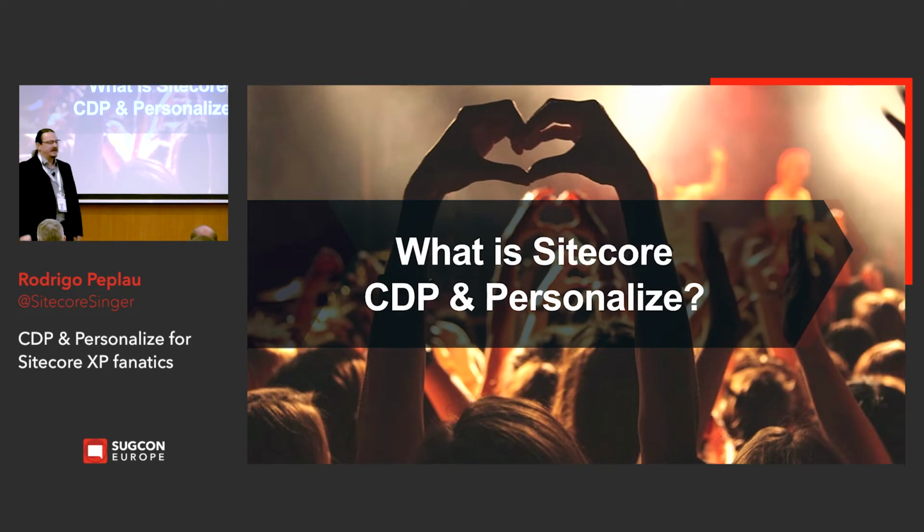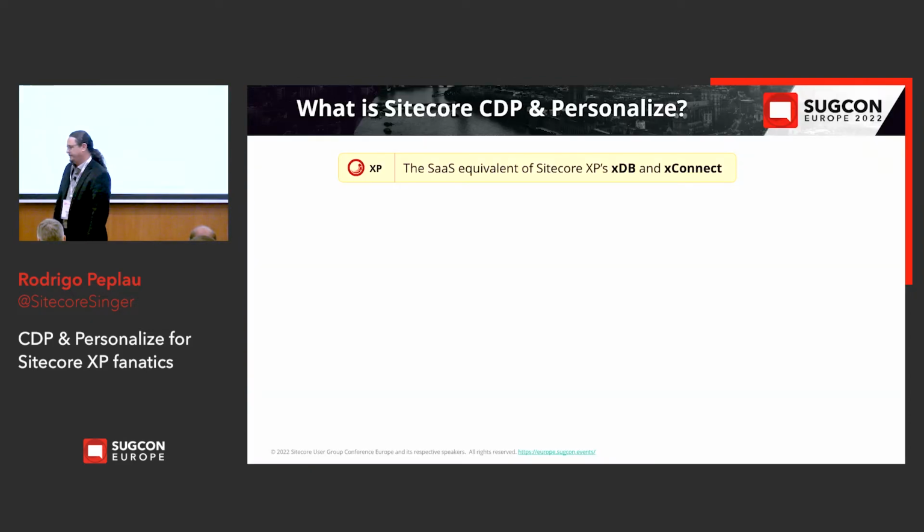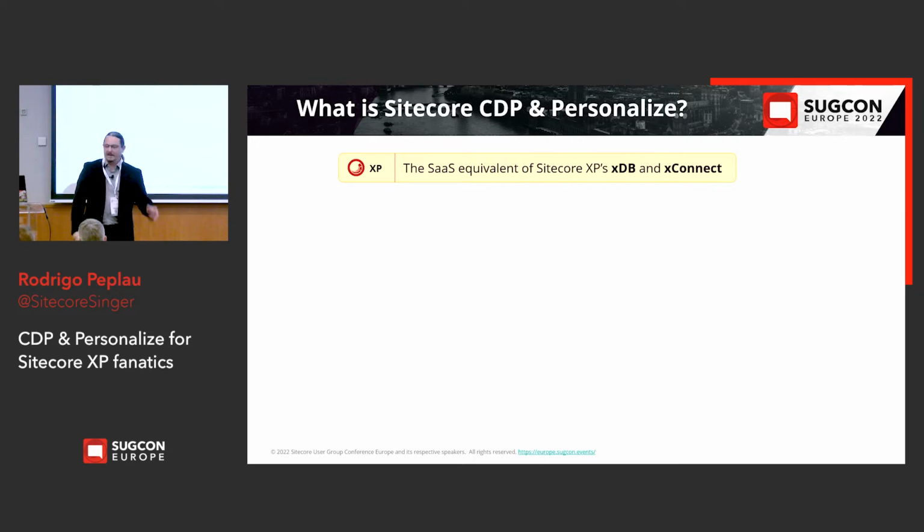So let's start with what is that about? Okay, the yellow banner. Basically, CDP and Personalize is, at a high level, the SaaS equivalent of XP, XDB, and XConnect. Put that way, things are easy, right?